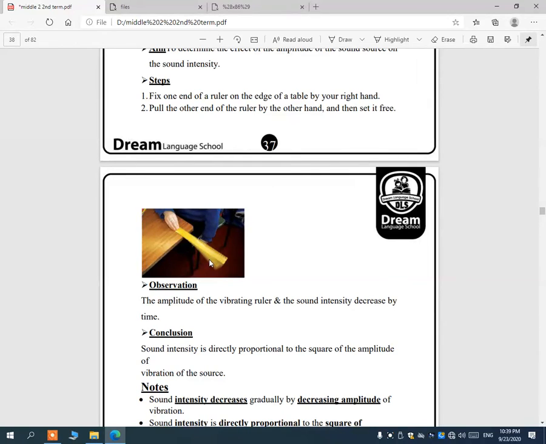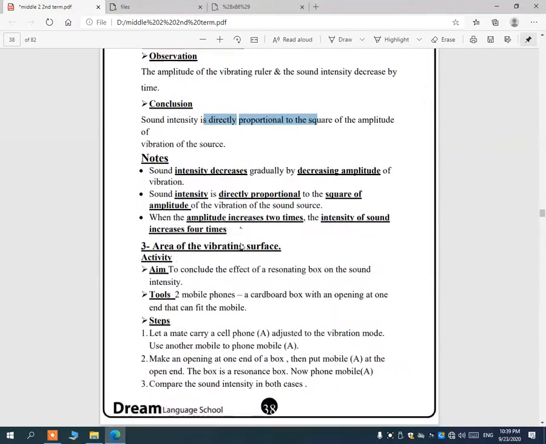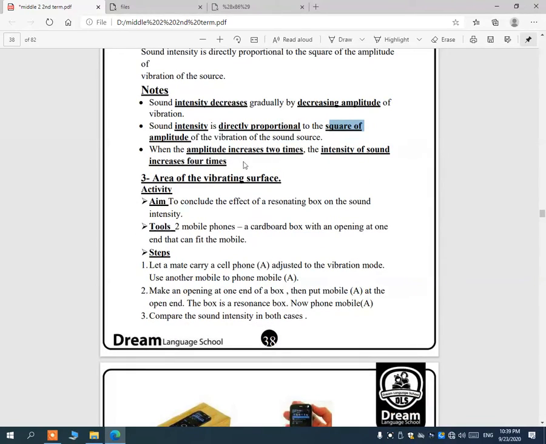So the sound intensity is directly proportional to the square amplitude, so it's a direct relation. Notes: sound intensity decreases gradually by decreasing amplitude, and the sound intensity is directly proportional with the square amplitude. When the amplitude increases 2 times, the sound intensity will increase 4 times, because it's a direct relation between intensity and the square amplitude, so it will increase 4 times.